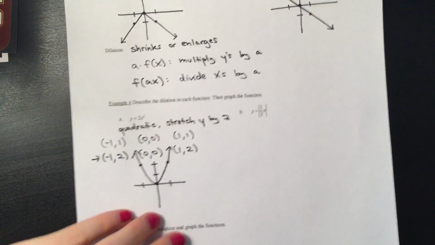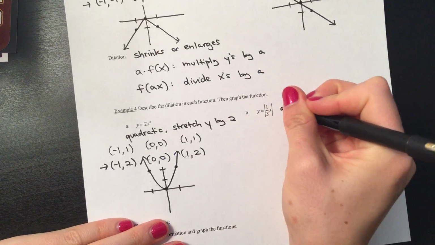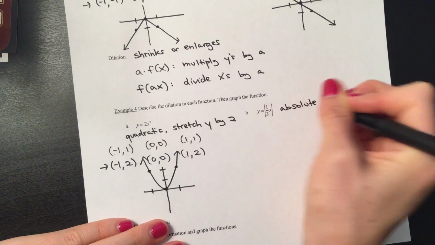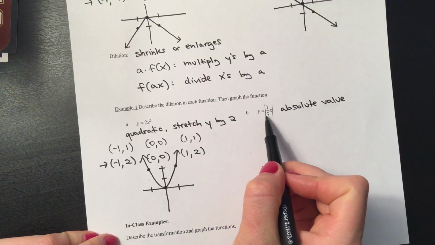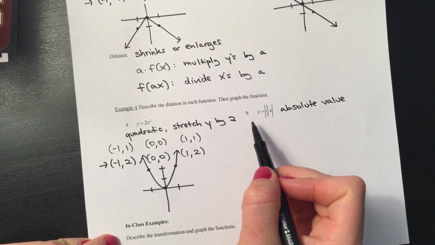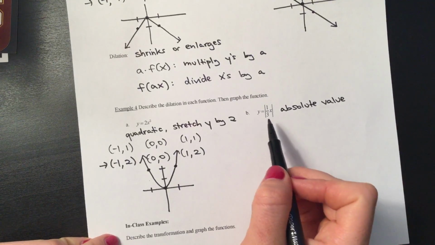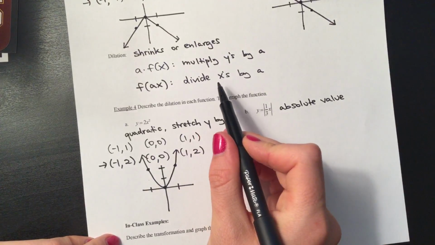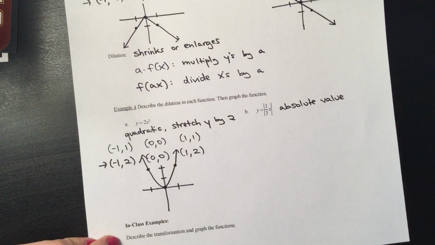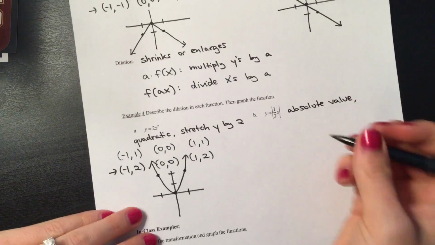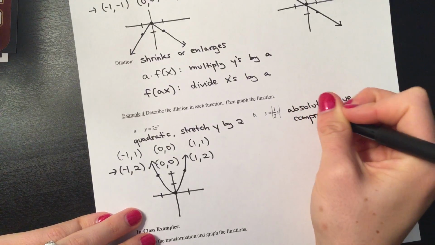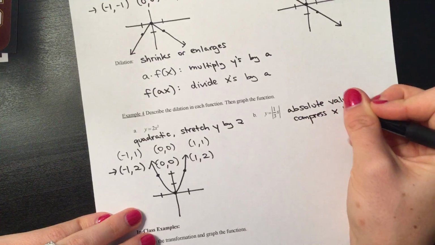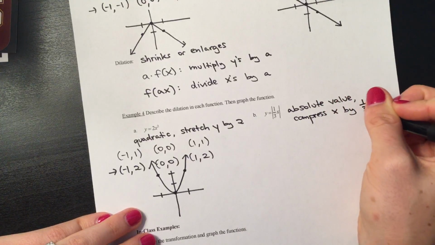Okay, last example. This one is absolute value. Those are pretty easy to spot because you can see the absolute value bars pretty clearly. And then see how the 1/3 is on the inside, not on the outside. So because it's on the inside, you're going to be dividing the x's by that value. Okay, so you're going to compress x values by 1/3.